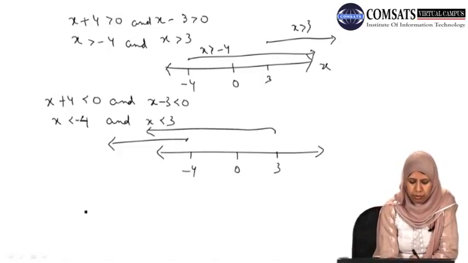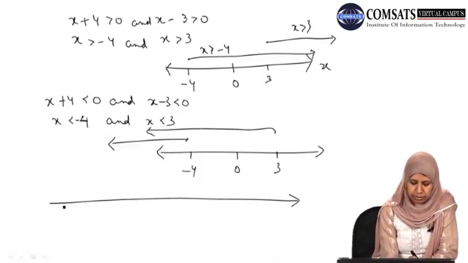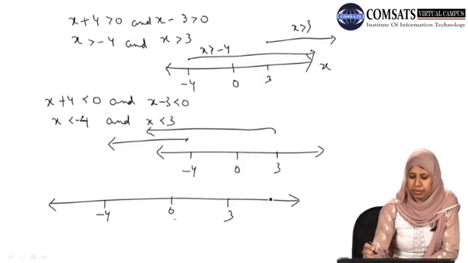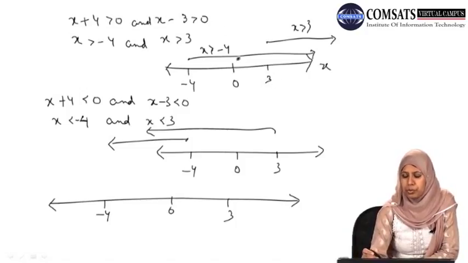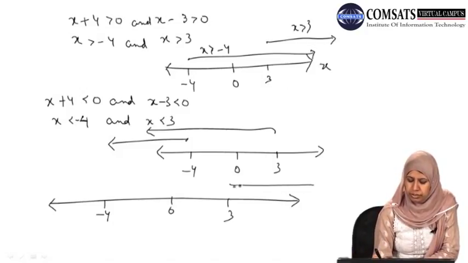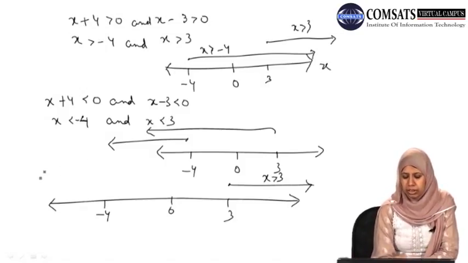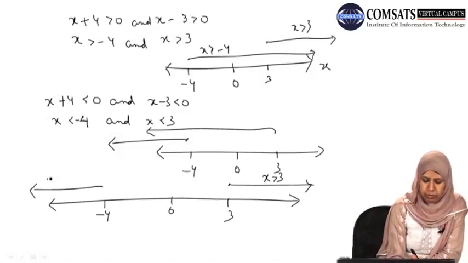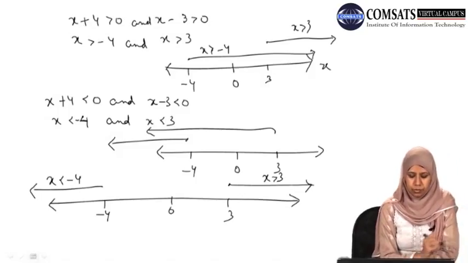Combining these two, what do we obtain basically? The first condition says that since we have an 'and', it should be greater than minus 4 and greater than 3 at the same time. So we obtain that x is greater than 3. From our second condition, it is less than minus 4 and less than 3 both at the same time, and taking the intersection we obtain x is less than minus 4.